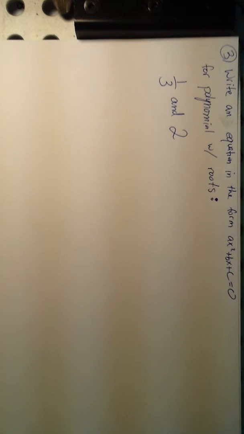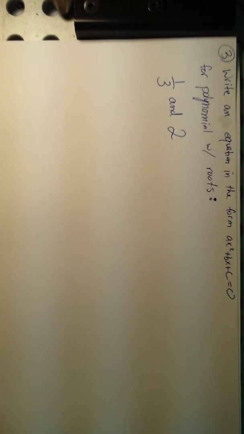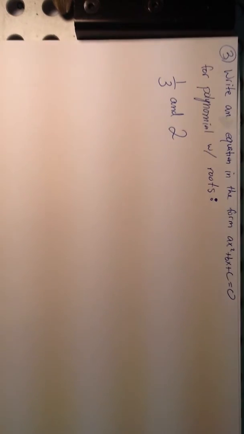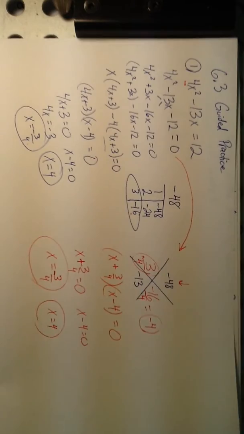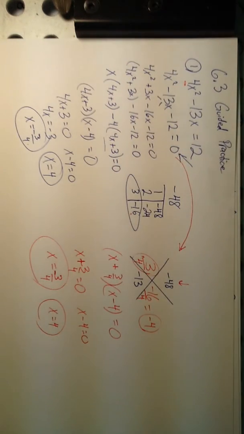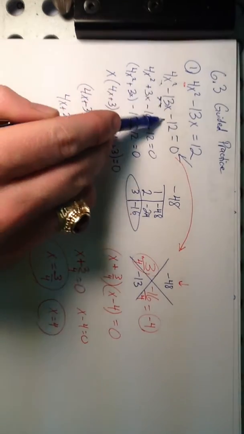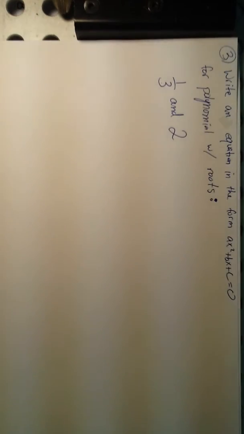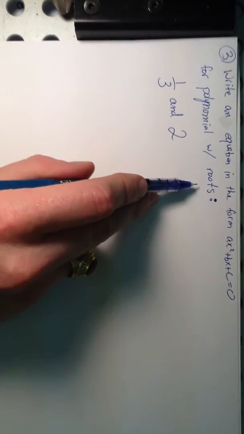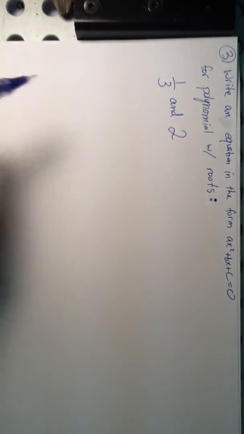All right, and the last thing is working backwards. Write an equation in the form ax squared plus bx plus c equals 0. And again, back to the first problem, that's exactly what we had right here. That's ax squared, bx, and c. So don't let the terminology fool you. So write it in that form for a polynomial with the given roots. Well, we got 1/3 and 2.